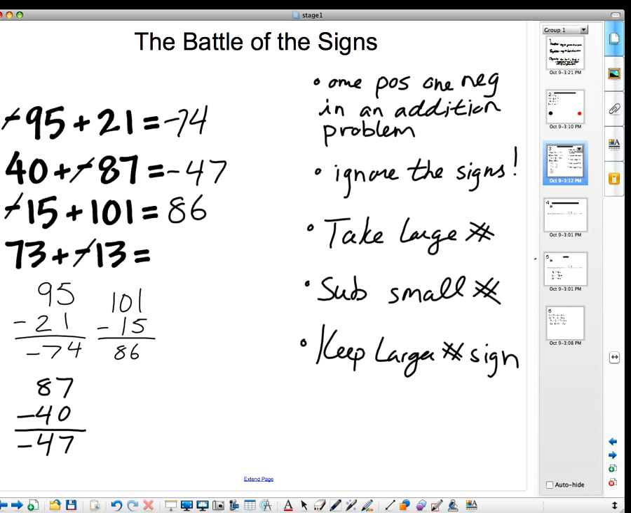And my last example is 73 plus negative 13. 73 is the larger number. Subtract 13. I get left with 60. Since 73 was bigger and it was positive, my answer is positive 60.